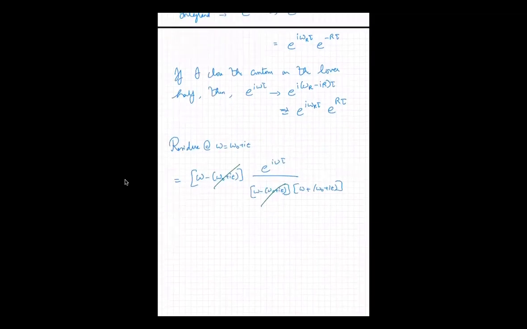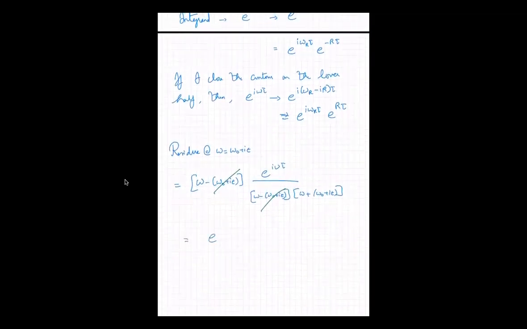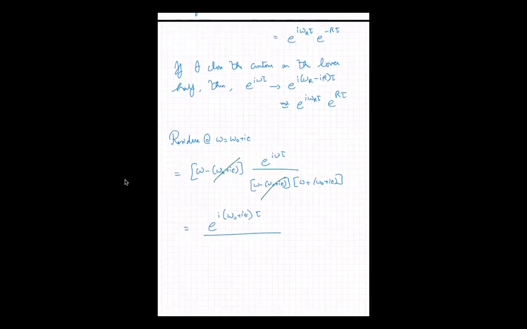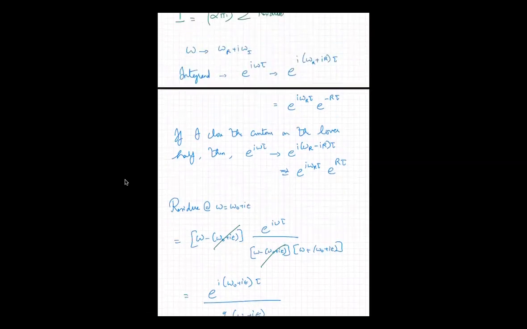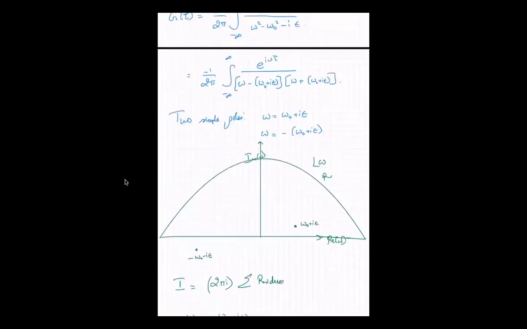So for this particular guy, I get this is equal to i(ω0 + iε) times τ, divided by, this is of course, twice of (ω0 + iε), because I have ω plus ω0 plus iε. So this is basically 2 times (ω0 + iε), because I'm evaluating at the point ω equals ω0 plus iε. So when all said and done, what is my g of τ?